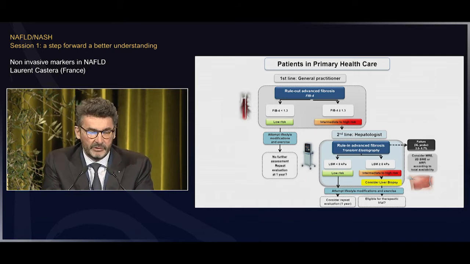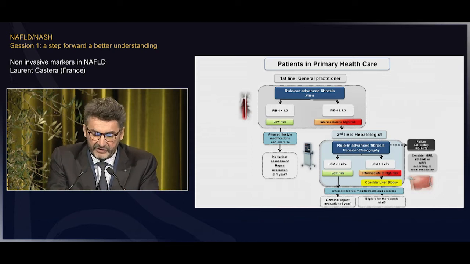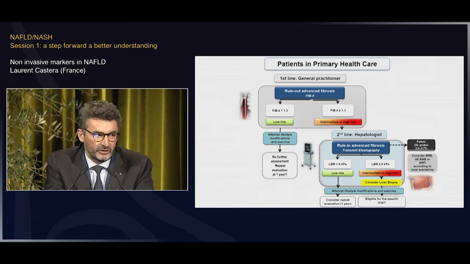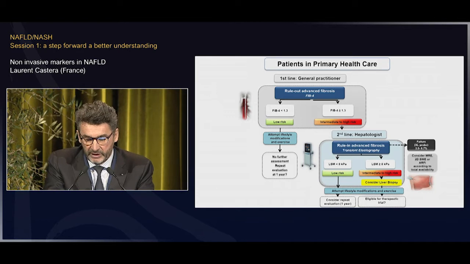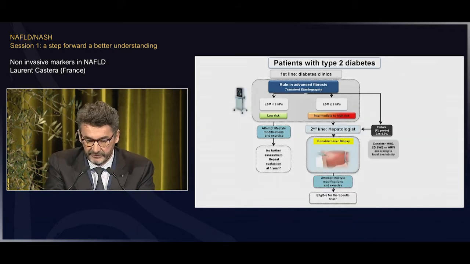Then, of course, you will use what is available in most centers, that is FibroScan, and you can rule out if you're below 8 kilopascal. Above, you consider liver biopsy on an individual basis. I don't say you have to take a liver biopsy. You consider liver biopsy, and of course, what makes a difference is availability of a stereotypical trial where you can enroll your patients, but beware of the false positive.